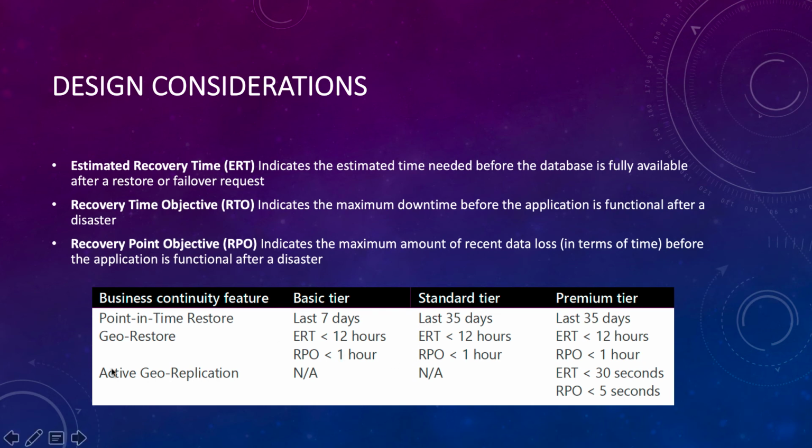And finally, when it comes to active geo-replication, as you can see, we don't have that available for basic and standard tier. Everything goes to the premium tier, where the ERTs less than 30 seconds and RPOs less than 5 seconds are available to you, which makes this tier a better option if a mission critical application is relying on the database that you are holding.